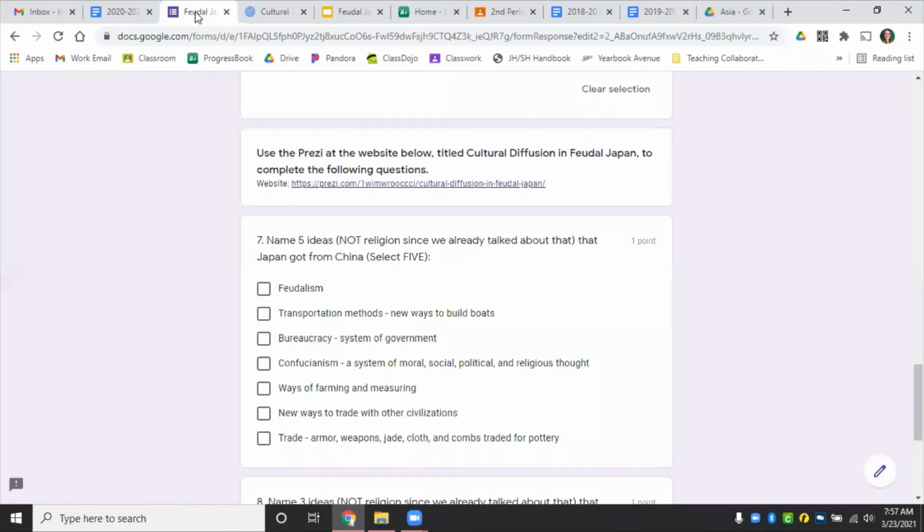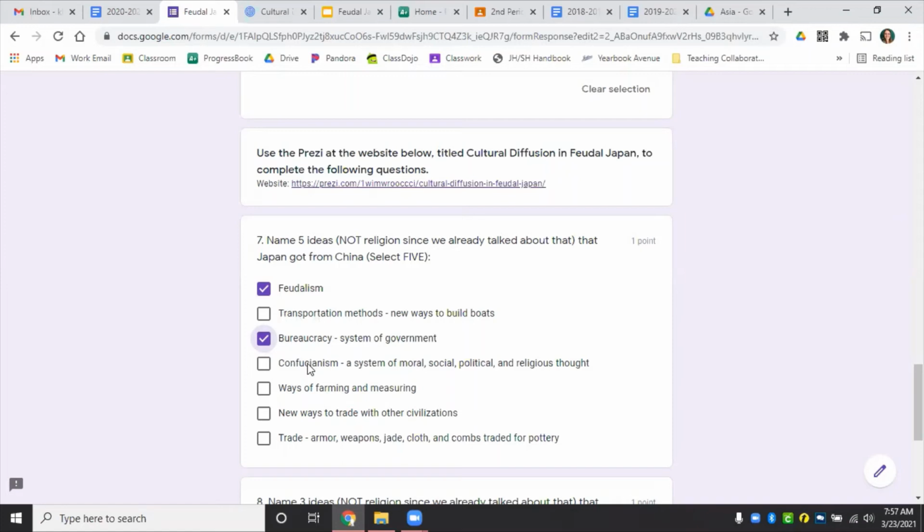So let's see if any of those answers are on our Google form. Well, the very first one is feudalism. We got the idea of feudalism. Transportation methods, we haven't seen anything about that yet. Bureaucracy, we did see that. Japan took China's system of government.